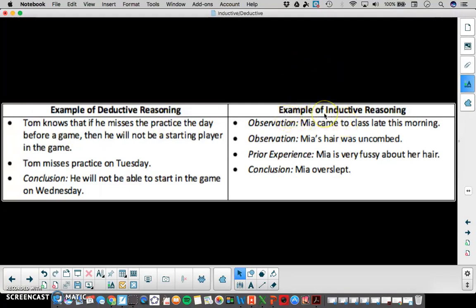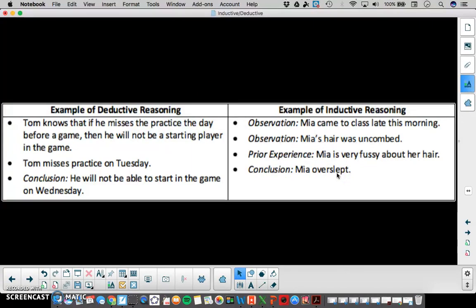An example of inductive reasoning. Mia came to class late this morning. It's a very specific observation. Another observation, Mia's hair was uncombed. From prior experience, Mia is very fussy about her hair. The conclusion is that Mia overslept.